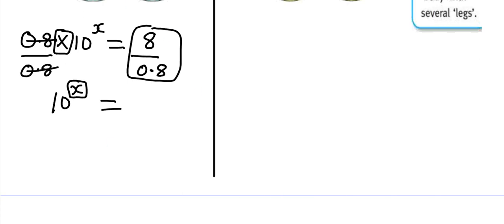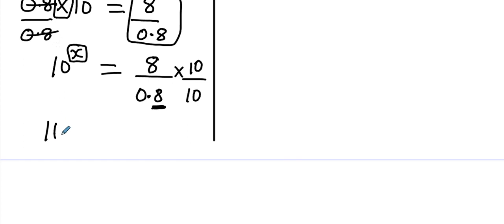But what if you don't want to use a calculator? This will be 8 over 0.8. Now, without a calculator, what do we do? We remove this decimal point by checking the number of decimal places over here. So we have one decimal place. Now, one decimal place means 10. So you multiply by 10 at the top, and you multiply by 10 at the bottom. See that? So this will be 10 to the power of x equals 8 times 10, which is 80.